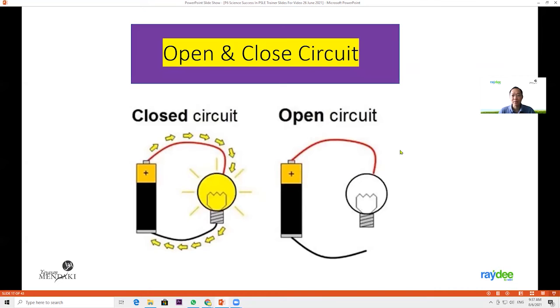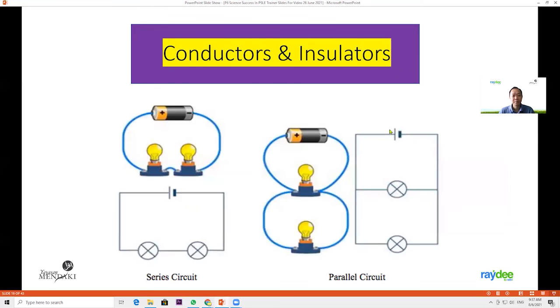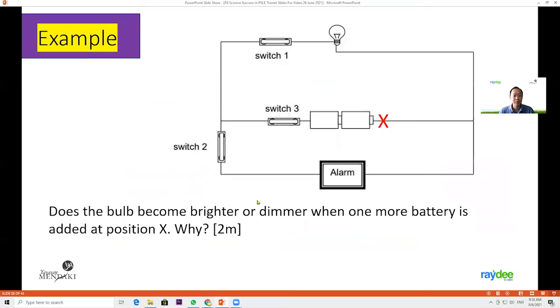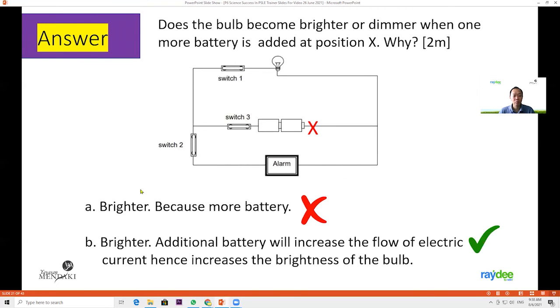Okay, next is electricity. So for electricity, you have the concept of open and closed circuit, okay, and conductors and insulators, right? And also series and parallel, right? How to identify series and parallel circuits. Right, here's an example which I'll show them. Now, does the bulb become brighter or dimmer when one more battery is added at position X? So they should know that having one more battery will basically increase the brightness, okay?